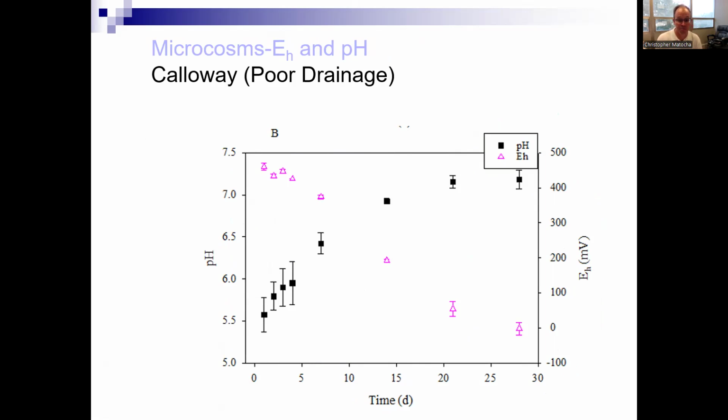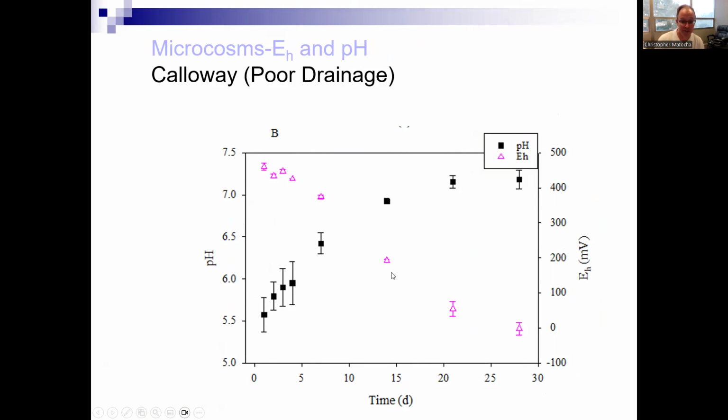These were corrected to a pH of 7, because the pH started off very acidic. This is the most acidic soil in the lot, the Callaway. It tends to increase over time. And then look at the EH. It was even more oxidizing than the Granada. And this is the poorly drained soil, I might add, with the higher organic matter level.